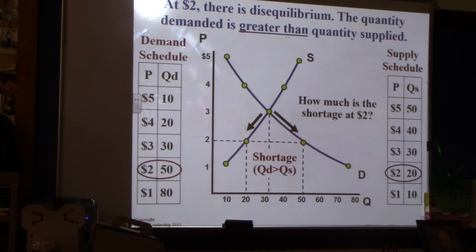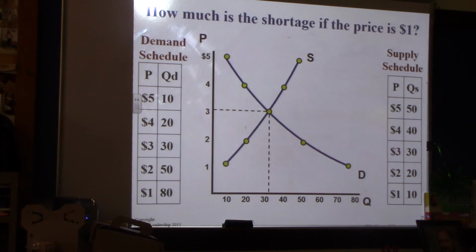So the shortage at $2 is what again, guys? 30 units, good. And how much would the shortage be at $1? At $1, they're willing and able to produce 10 units, but consumers are willing and able to purchase 80 units. So 70. 70 people are going to want whatever it is they're selling.